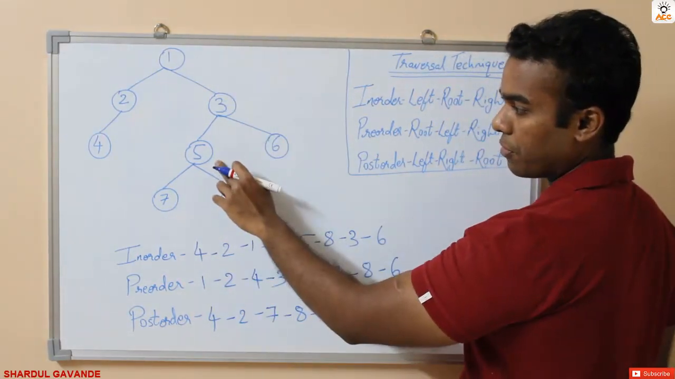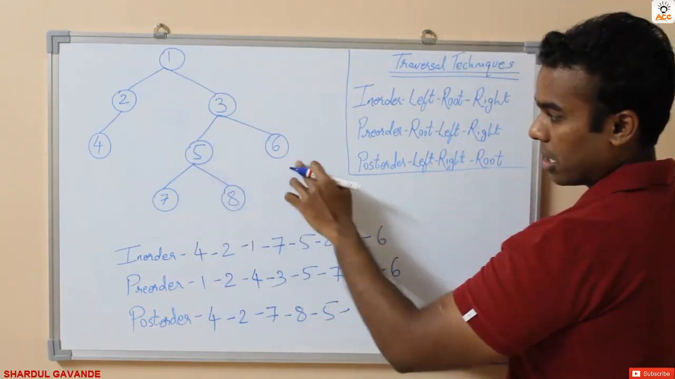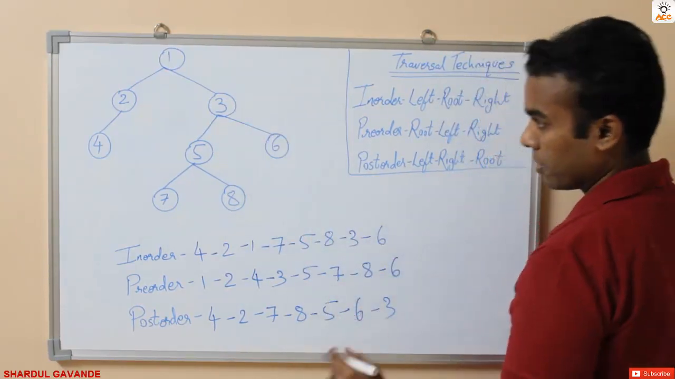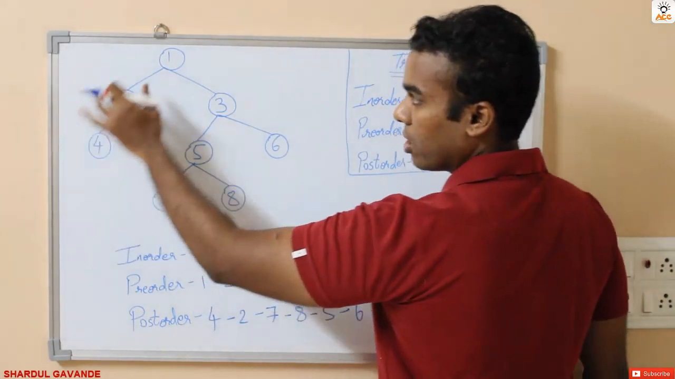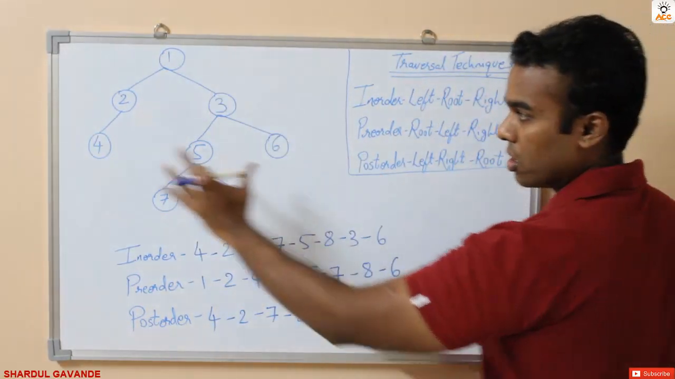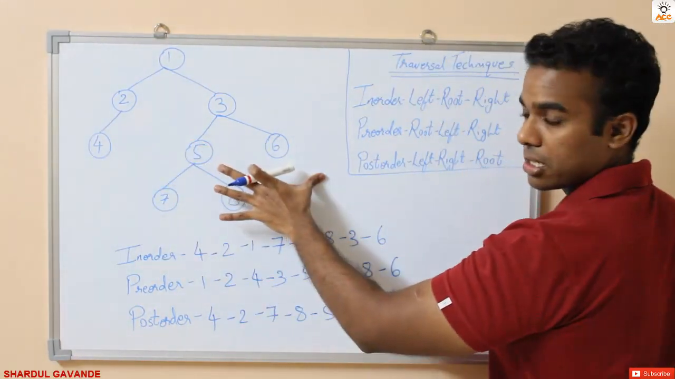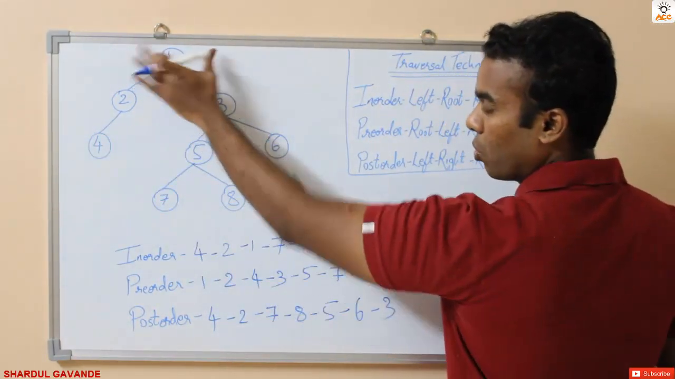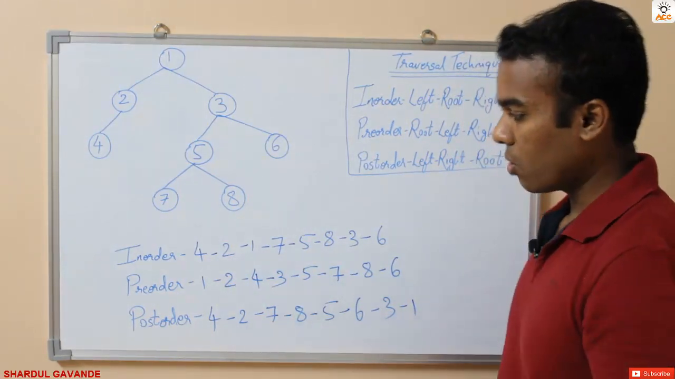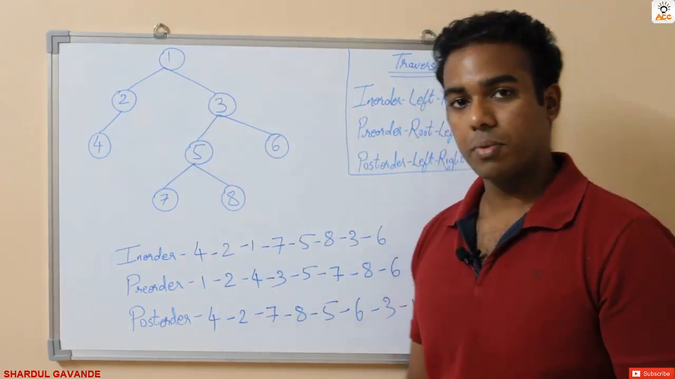Coming to this, the left part is done, 5 is done. Right side, which is 6, then root, which is 3. So the entire left side of root node 1 is done, and the entire right side of root node 1 is done. So left side is done, right side is done, left, right and root 1 over here. So that is how in-order, pre-order and post-order have been written.